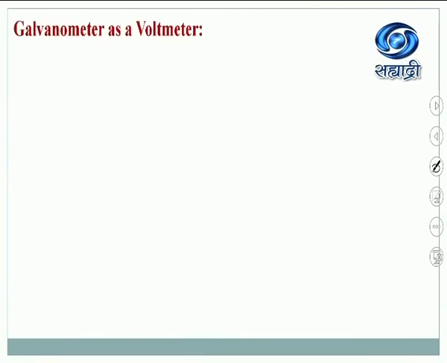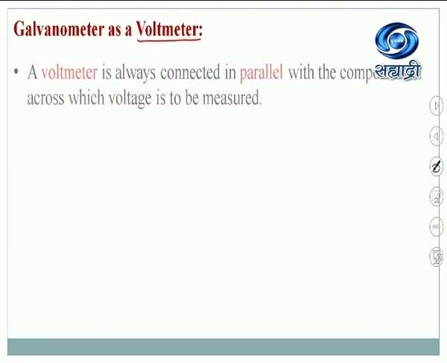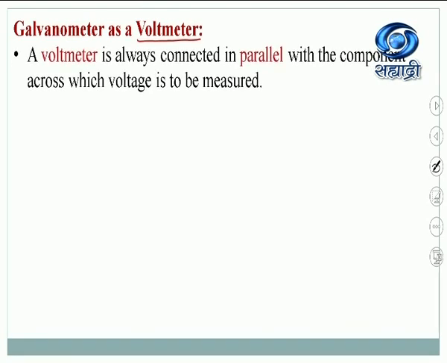Next, use of galvanometer as a voltmeter. A voltmeter measures the voltage across any conductor. Now, a voltmeter is always connected in parallel. Always remember, we had seen an ammeter is connected in series to measure the current, but a voltmeter is connected in parallel with the component across which the voltage is to be measured. So it is connected in parallel.